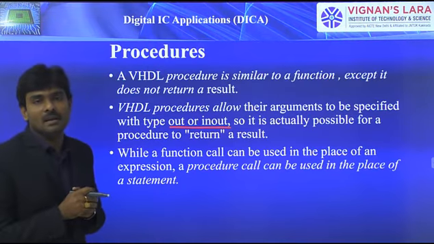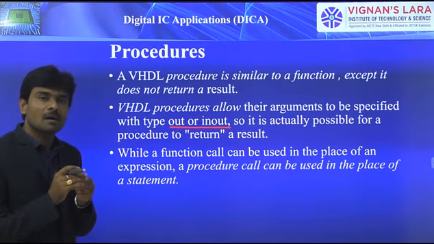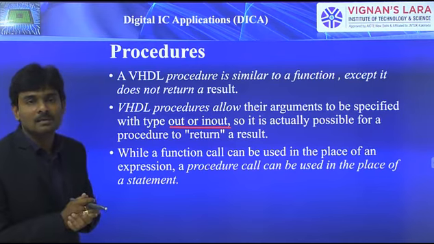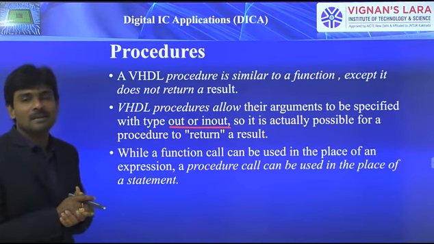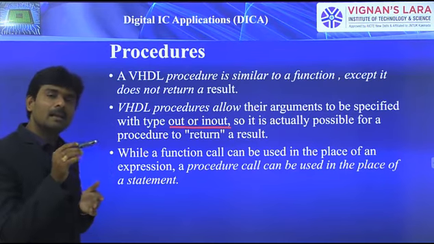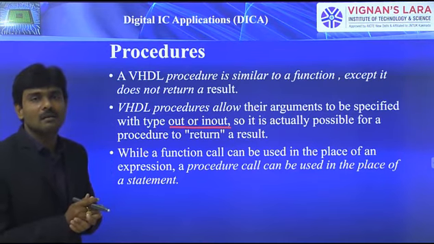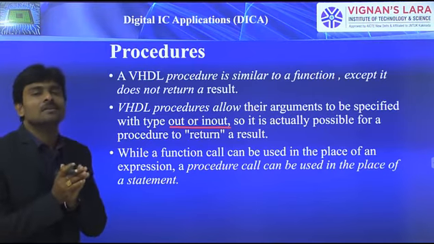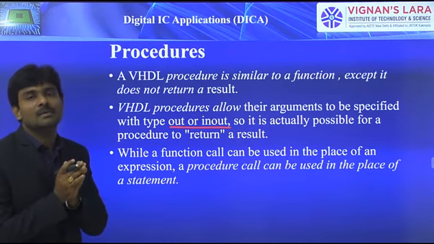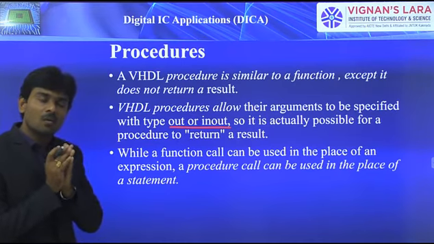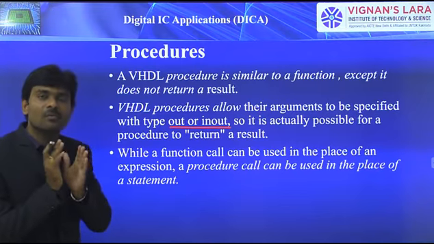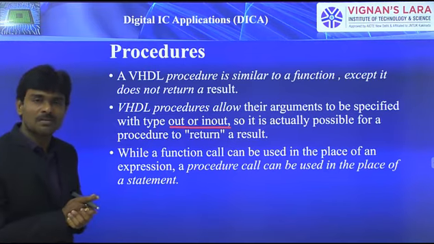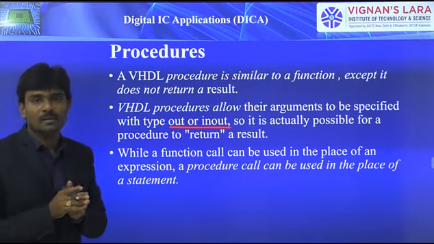And the second important point is, wherever you are mentioning a function call, you can mention that particular function call in the place of an expression. So if you consider the concurrent signal assignment statement, the syntax is signal name less than or equals to expression. So wherever the expression syntax appears, in those places only you can call a function. So a function call must be written only in the place of an expression. Wherever you represent expression in the syntax, in those locations only we are supposed to mention a function call. Okay, that is another point.